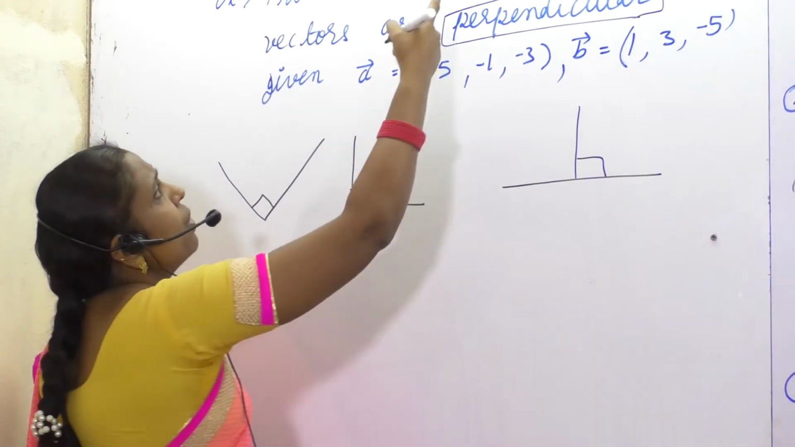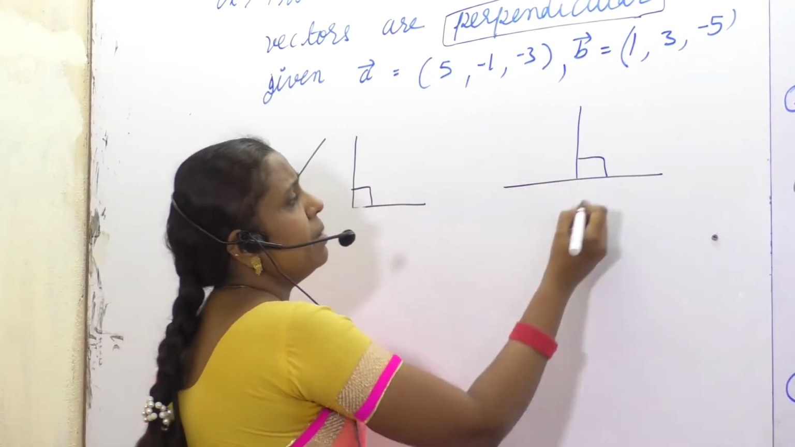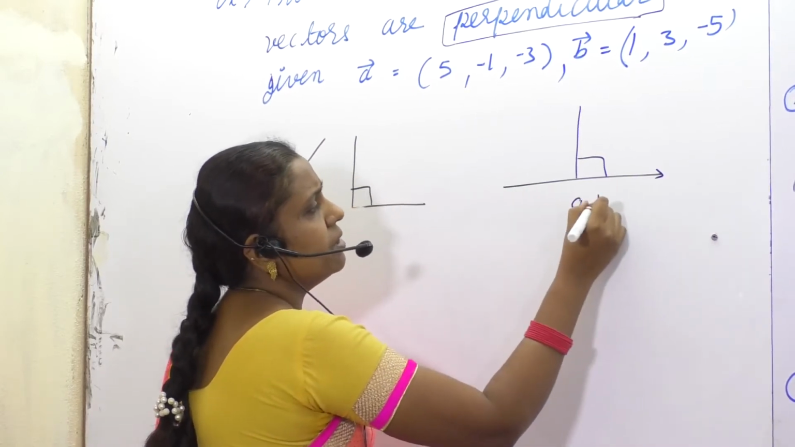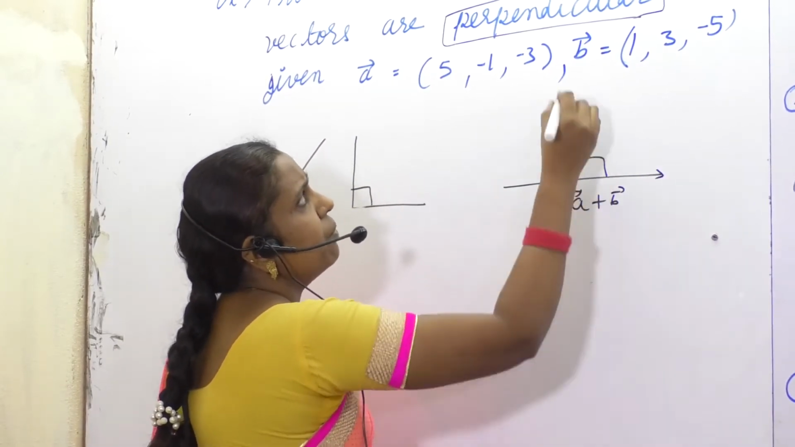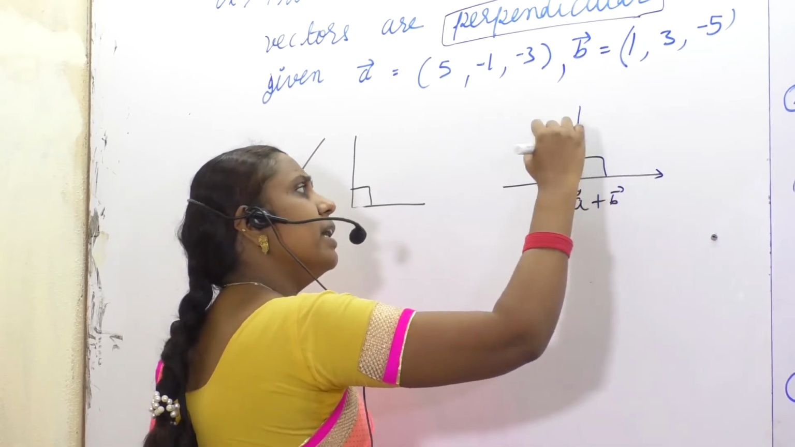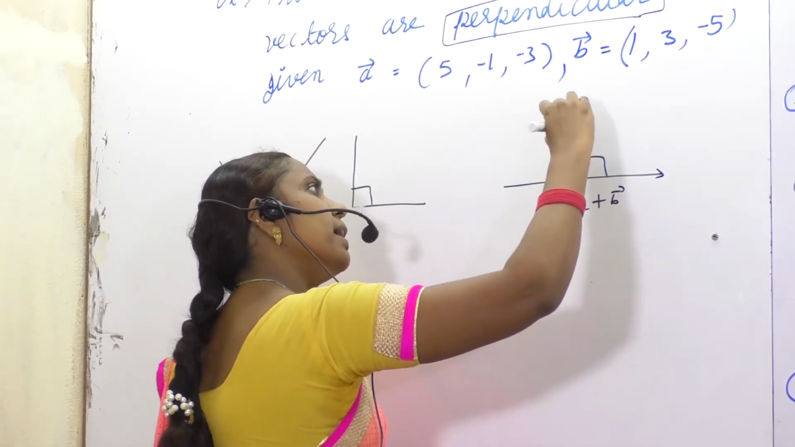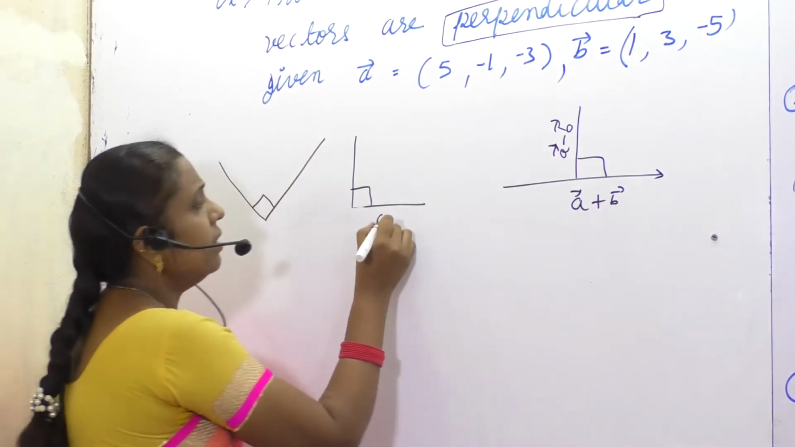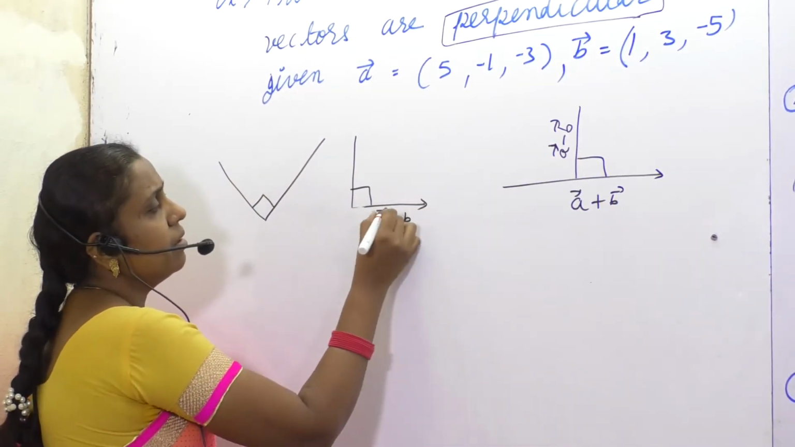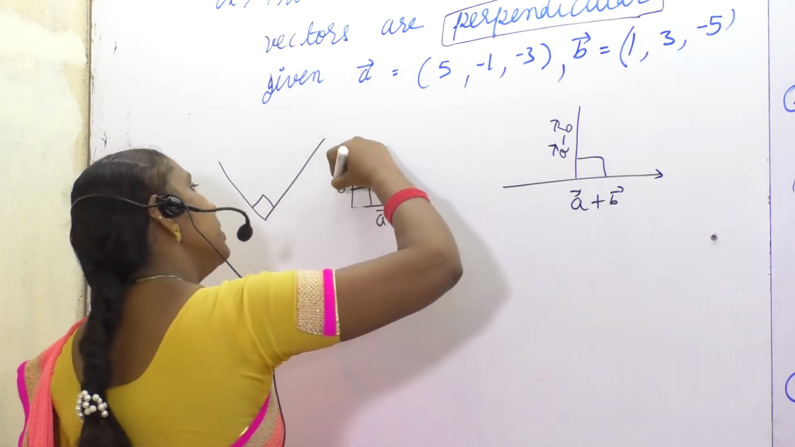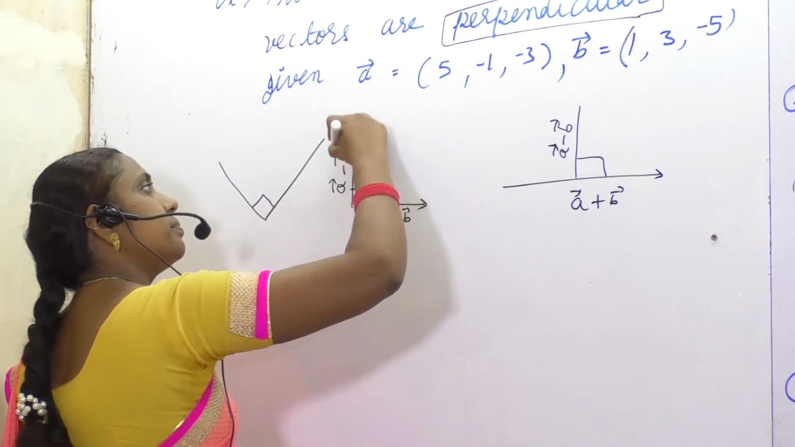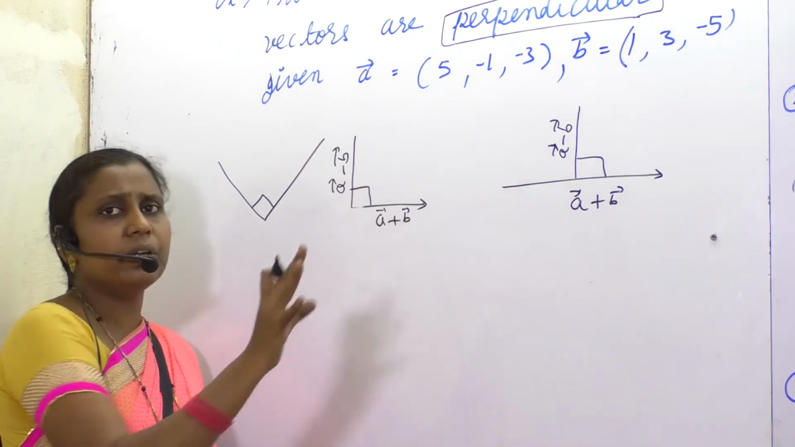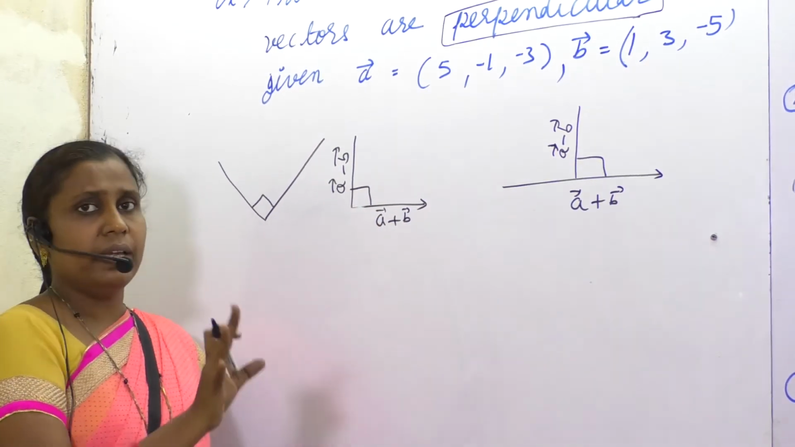Okay. So which is one vector? A plus B, this is one vector. And one more, what are they saying? A minus B. Here, A plus B and A minus B. Two lines are perpendicular, usually perpendicular to each other.